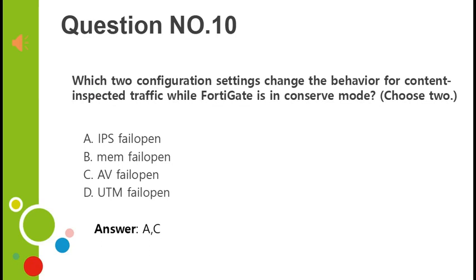Which two configuration settings change the behavior for content-inspected traffic while FortiGate is in conserve mode? Choose 2. A. IPS failopen. B. MEM failopen. C. AV failopen. D. UTM failopen. Answer: A, C.